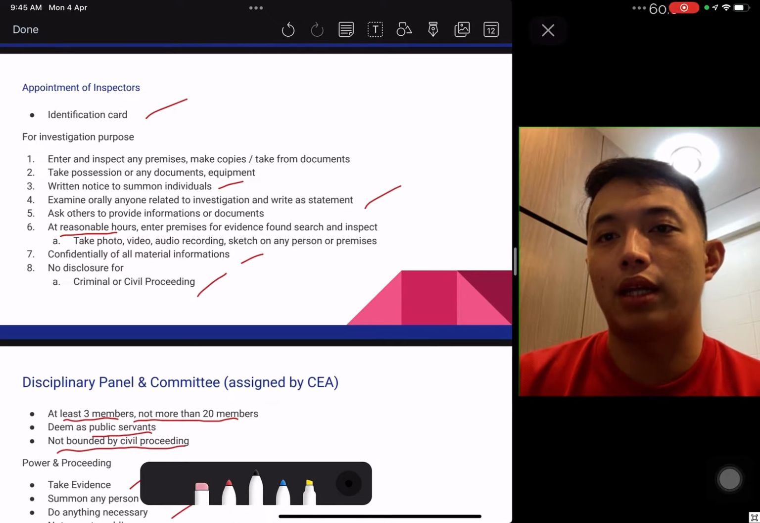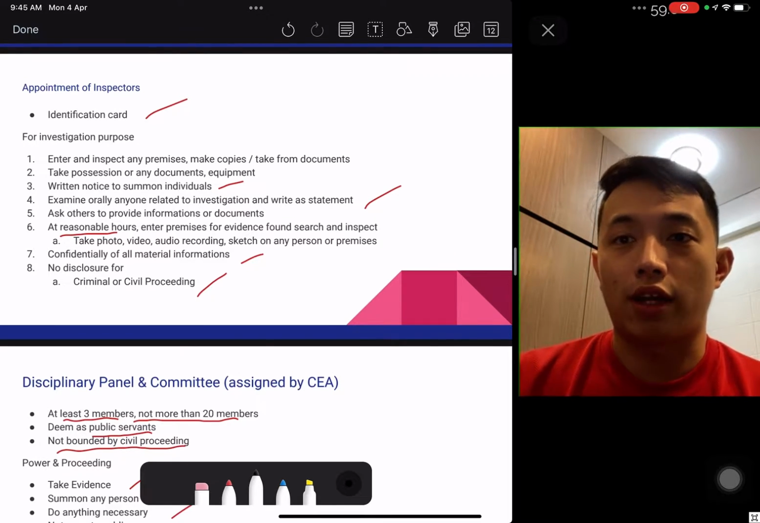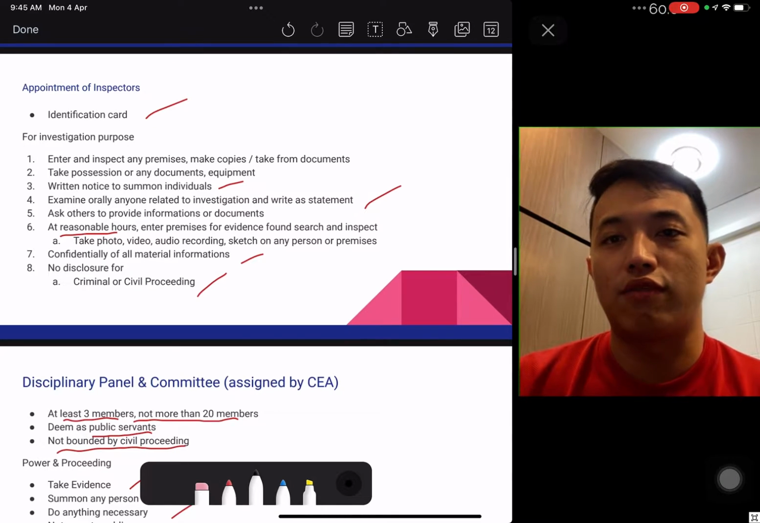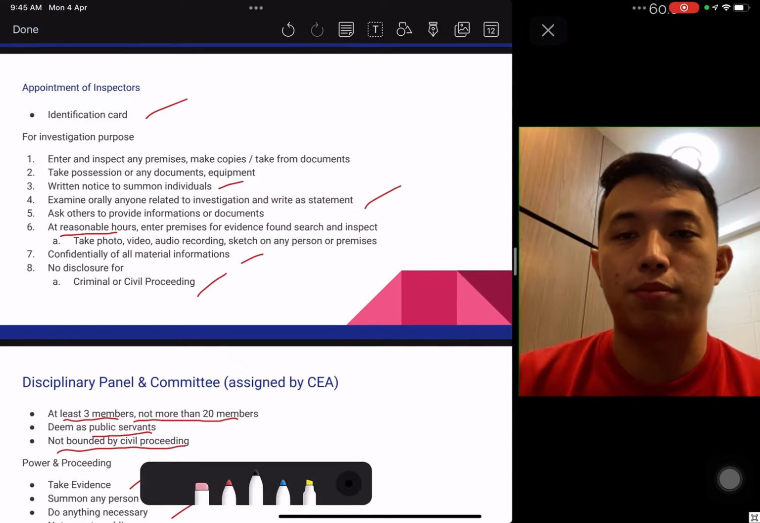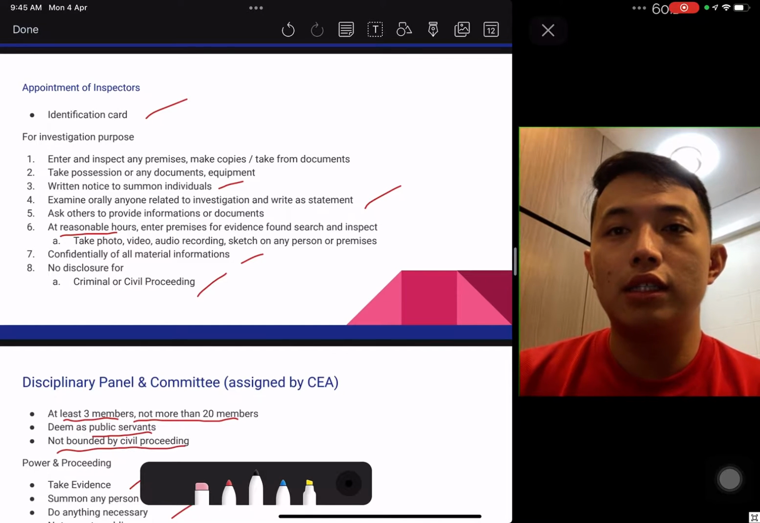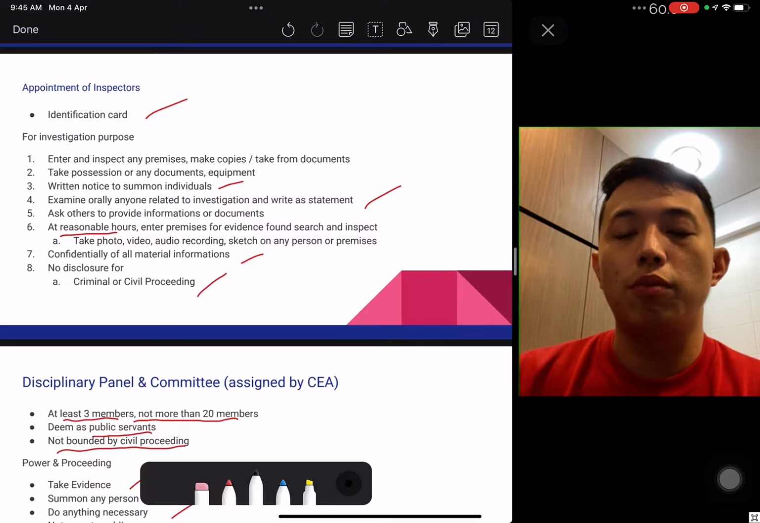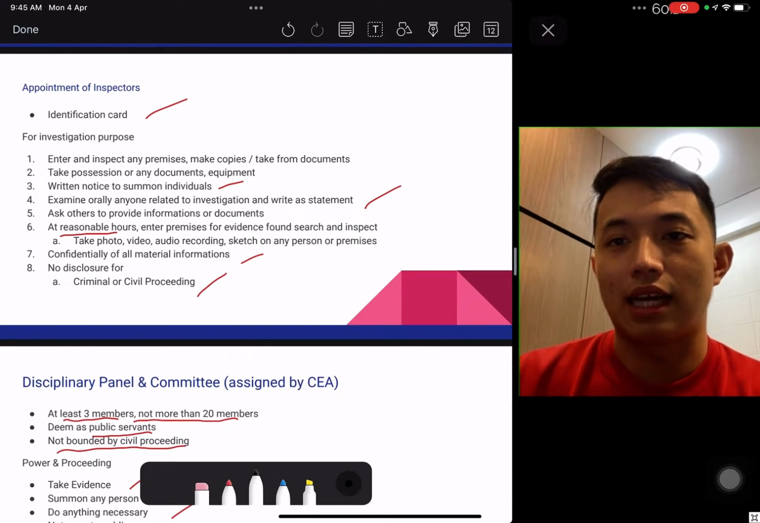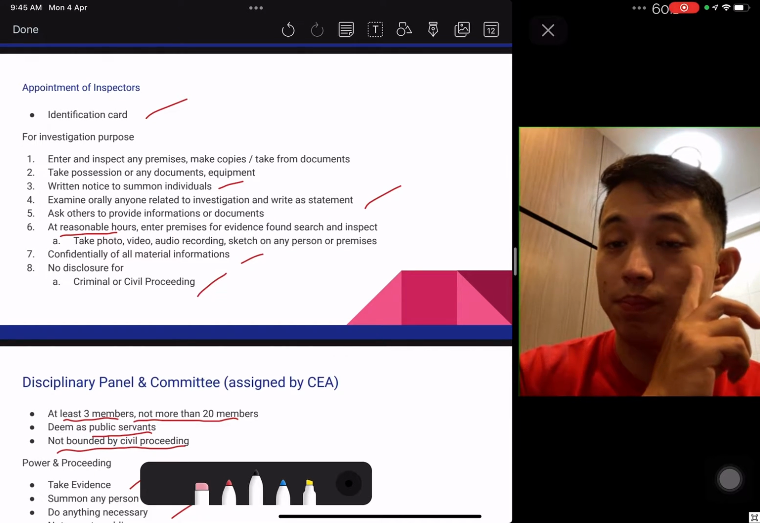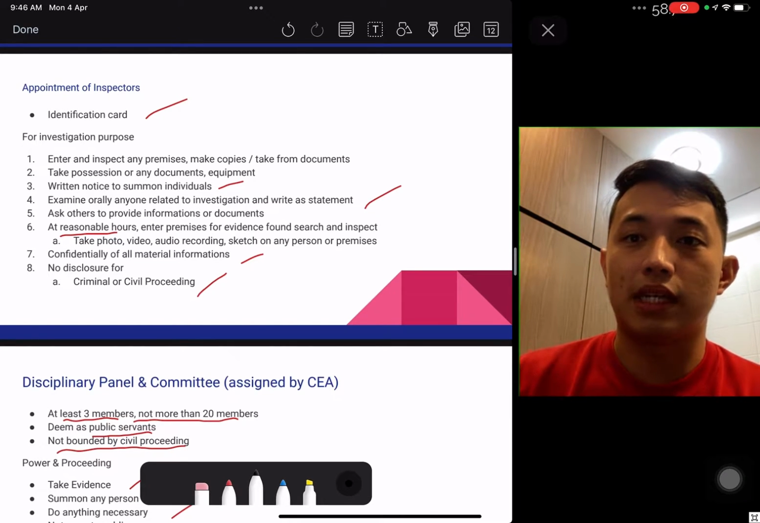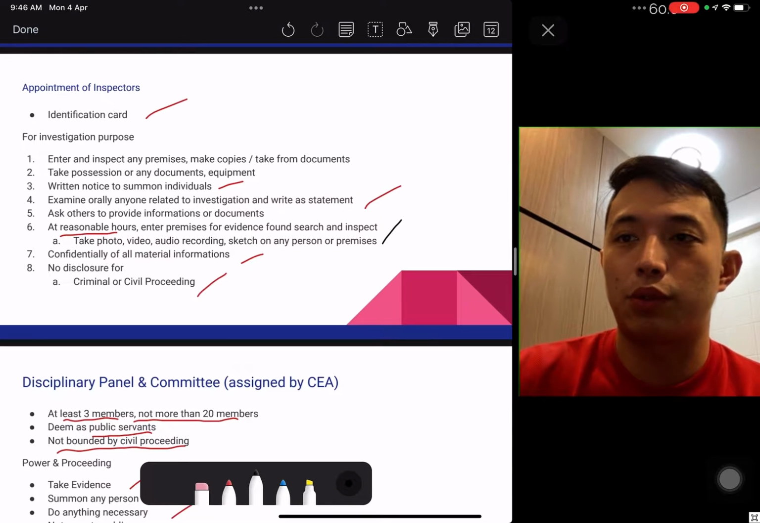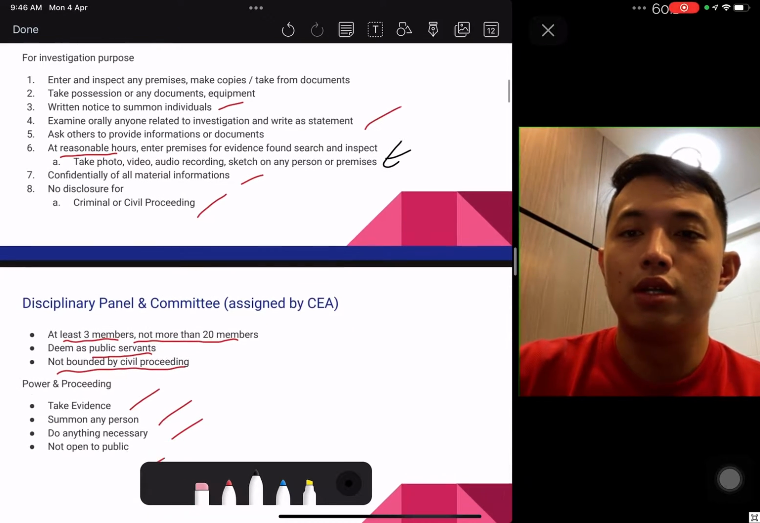So do take note that everything will be collected by him and investigation will be done, and the result will be recommended by the inspector. This investigation and process will be confidential. So there will not be any disclosure unless for criminal or civil proceedings. Do take note, this has been tested: whether the inspectors are able to enter the premises to do what. So do take note.